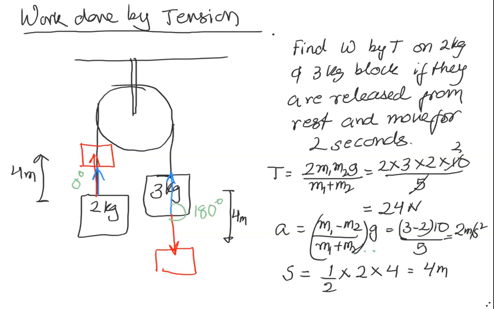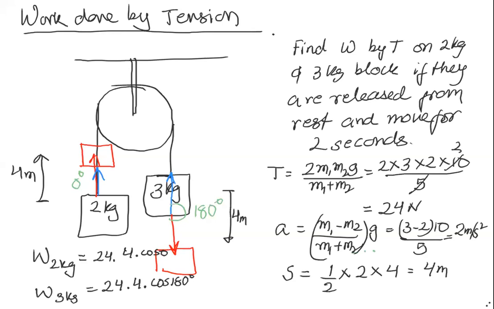Okay, now I can figure out the work done. So the work done on the 2 kg block will be equal to the value of tension into the value of displacement into cosine 0. Work done on the 3 kg block will be equal to the value of tension into the value of displacement into cosine of 180 degrees.